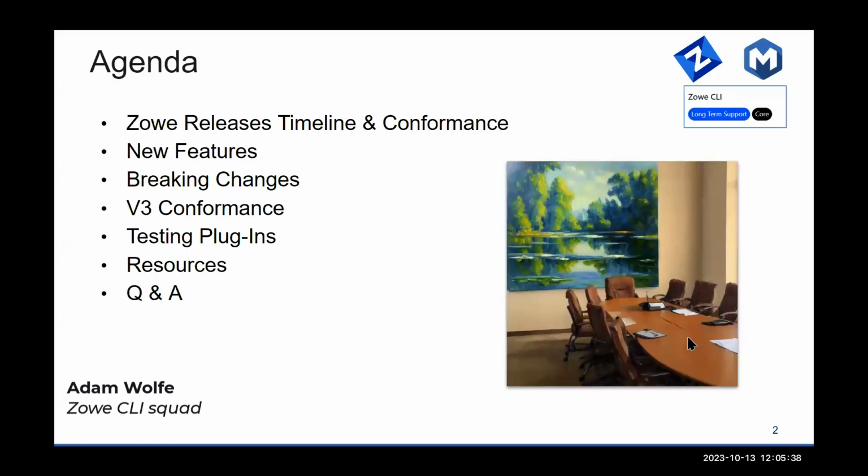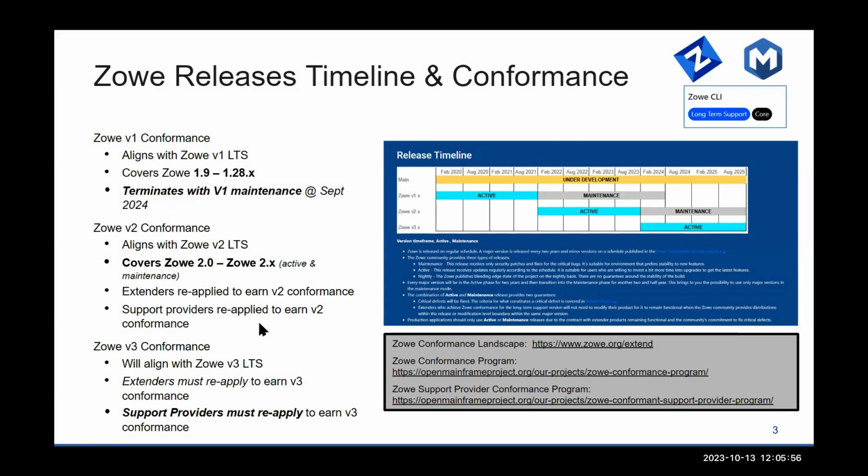So let's dive in. On the agenda today, we'll go over the release timeline, talk about new features, breaking changes, V3 conformance, testing plugins, and then we'll talk about some resources and open it for Q&A. So first, the timeline. V1 conformance, of course, aligns with V1 LTS, and maintenance ends for V1 in September of 2024. V2 conformance aligns with V2 LTS, and V3 conformance, of course, will align with V3 LTS, and you can see the schedule in this diagram.